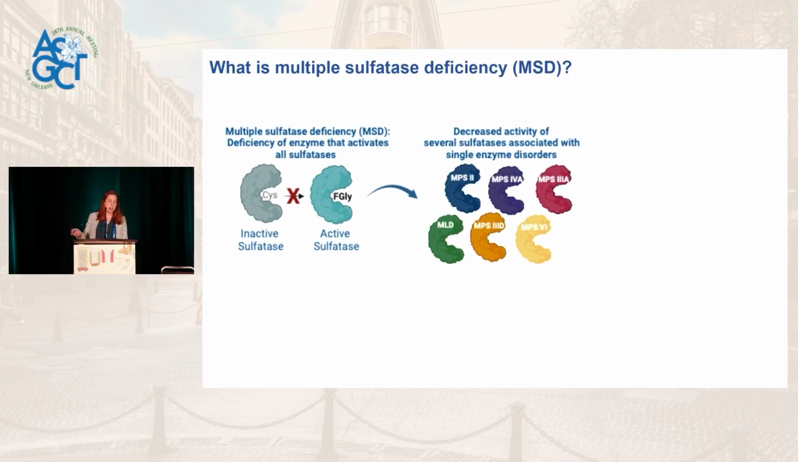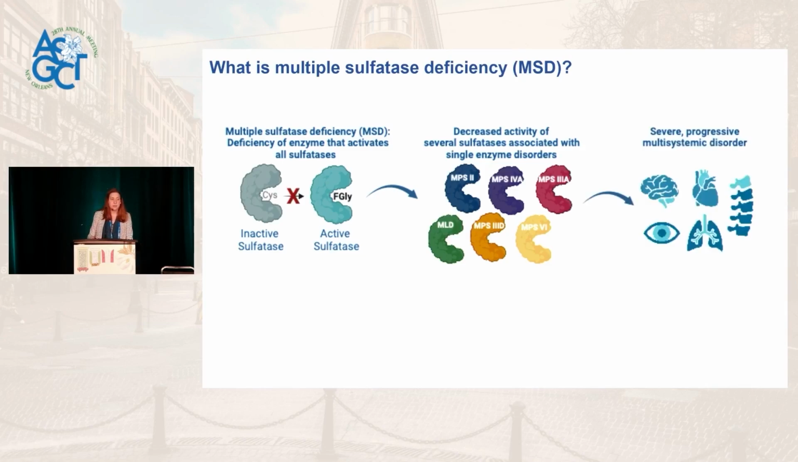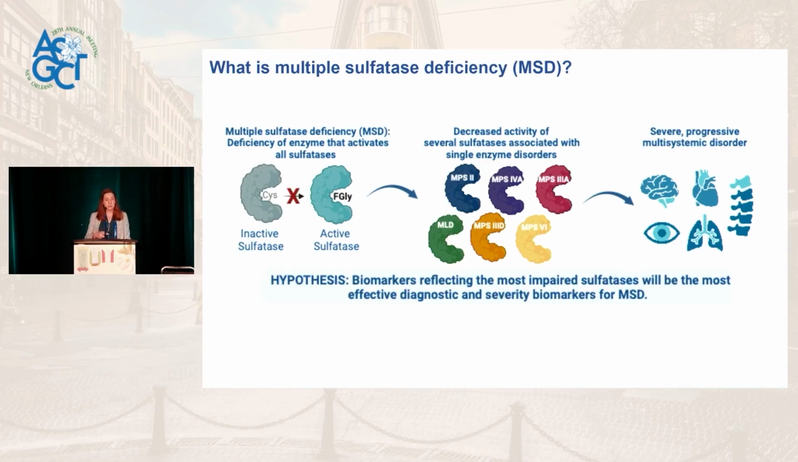Now, when you lose the activity of all these enzymes, unfortunately, you end up with a very severe progressive multisystemic disorder that's super complex. And so you need to start thinking about what actually would be clinically meaningful given the incredible burden of disease that our patients experience. So we had a hypothesis going into this that the biomarkers reflecting the most impaired sulfatases, essentially those enzymes that were not working the most, will be the most effective diagnostic and severity biomarkers for MSD. And hopefully down the road, a prognostic biomarker, or the ability to see whether or not it's changing in response to a therapy. But starting out, we really had no idea.